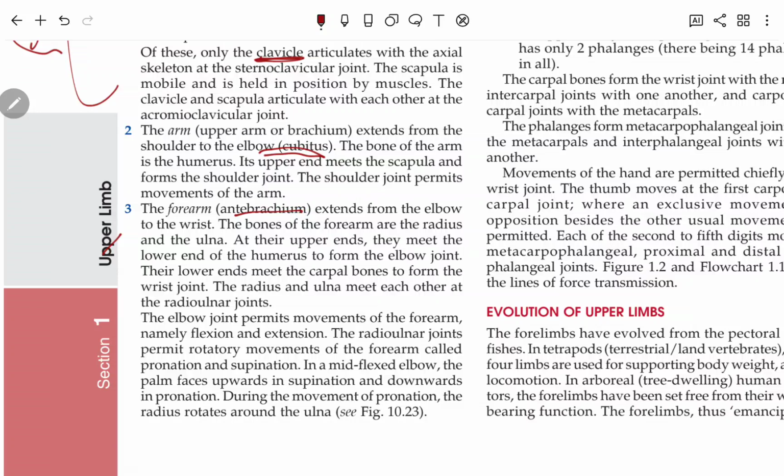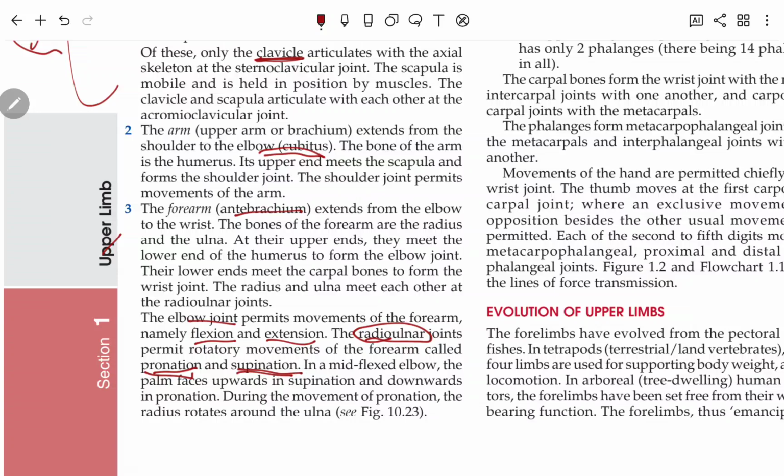The elbow joint permits movement of the forearm, namely flexion, extension. Two movements are possible at the elbow, flexion and extension only. The radio-ulnar joint permits rotatory movements of the forearm, also called pronation and supination. It occurs at the radio-ulnar joint, not at the elbow joint. Kindly note this. In a mid-flexed elbow, the palm faces upwards in supination and downwards in pronation.